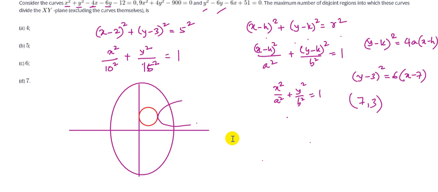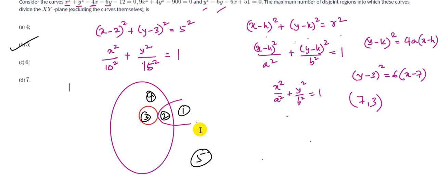So now let's see how many regions are formed. 1, 2, 3, 4, 5. As simple as that. Sir, what about the lower part of the ellipse? You remove this axis now. The axis is just a reference frame. So it's basically how many parts of the plane are formed by these three? Forget the axis. So 5 parts.